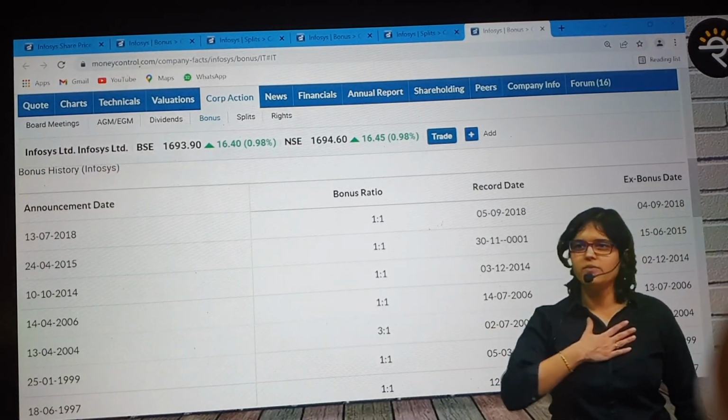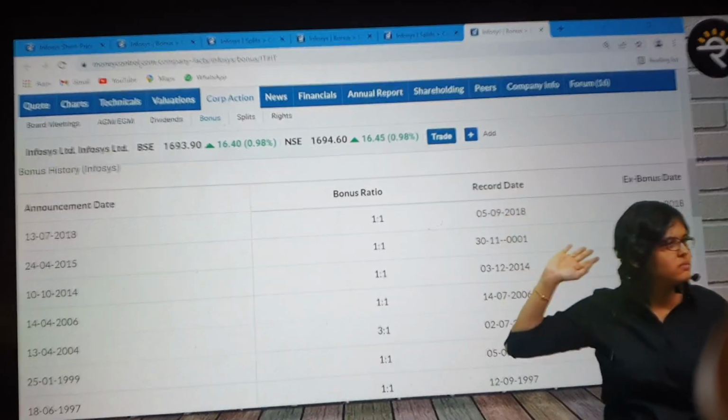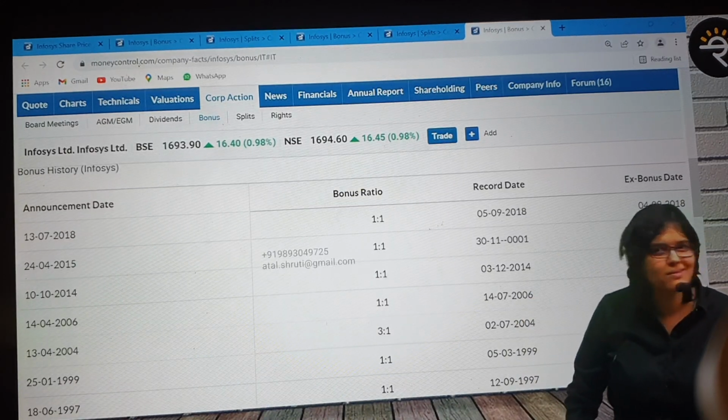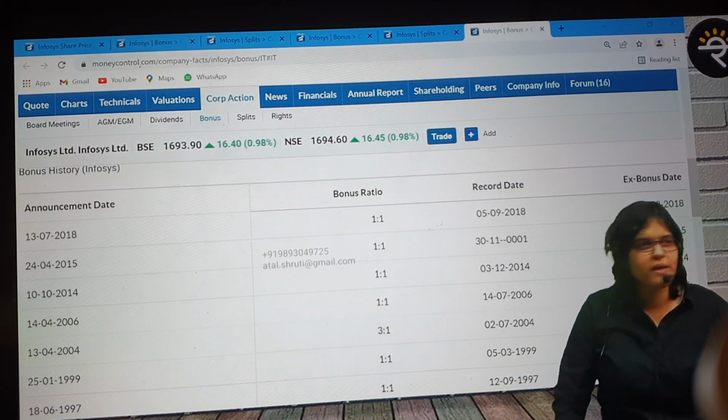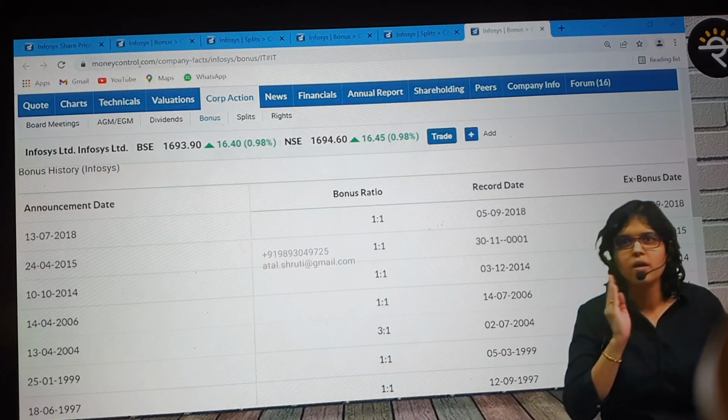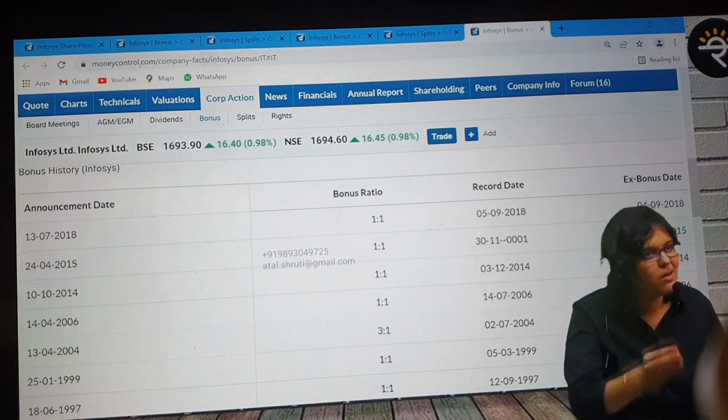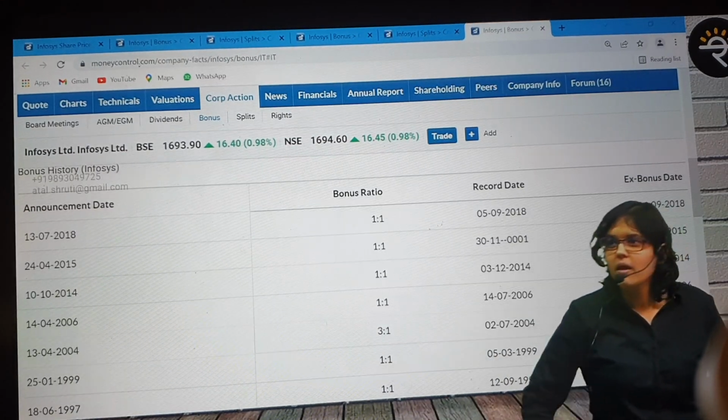Now tell me, do you think this is possible or not? I'm the promoter of the company and I'm declaring a 500% dividend on the face value of 1 rupee. Many times what happens is that people just look at the percentage and they are like, oh my god, what a dividend. Dividend is not on the current market price. Dividend is on the face value. And that is the reason why you get dividend in very small amounts.